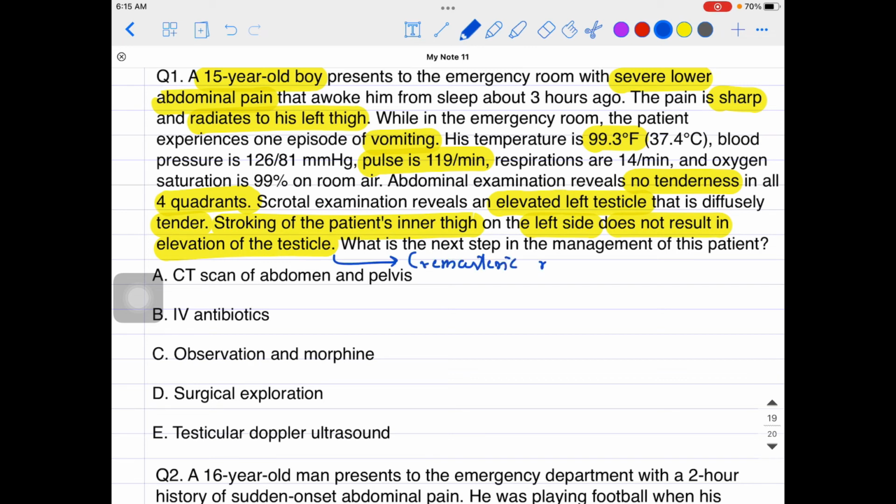And I told you that cremasteric reflex will be absent in the testicular torsion, but it was present in the epididymis inflammation, right? So cremasteric reflex will be negative, and here they are talking about stroking of the patient's inner thigh on the left side does not result. It means they are talking about negative cremasteric reflex. Negative cremasteric reflex, as I told you, will be seen in the testicular torsion. So they're just asking you what the next step in the management of this patient would be.